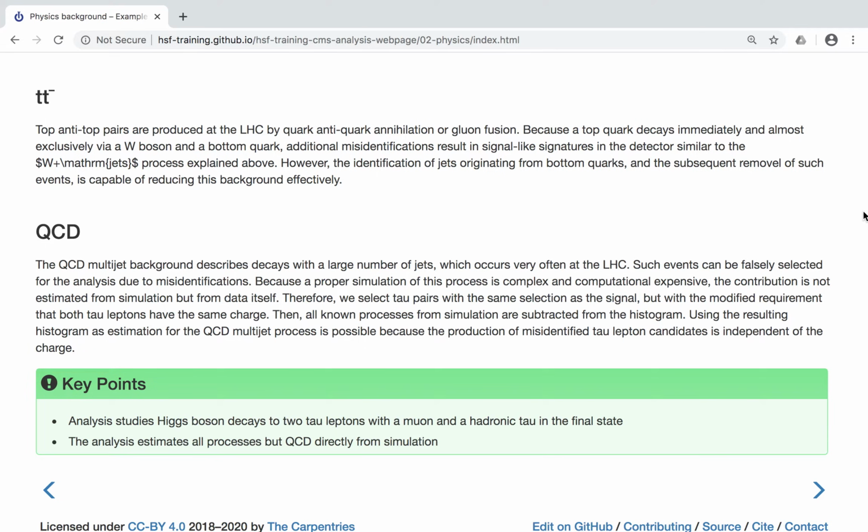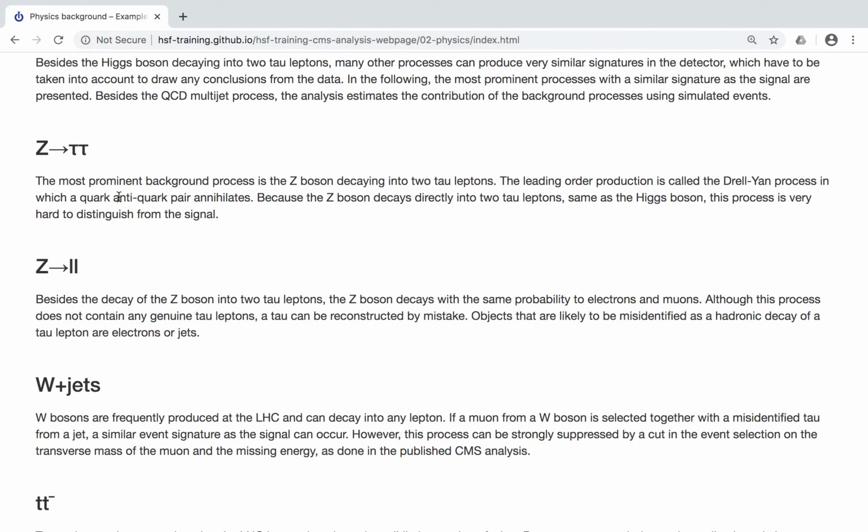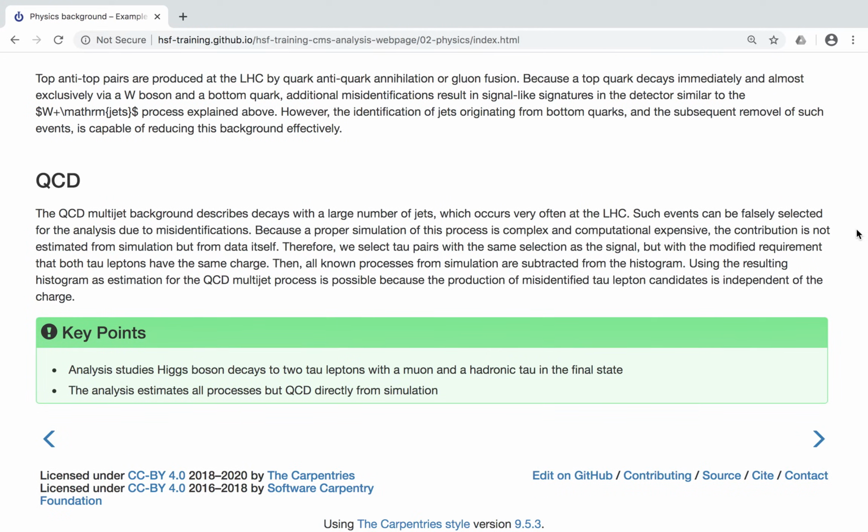So we've gone through many of the backgrounds, and so far we've only seen one of them that actually has genuine taus. So this is something to consider on any collider experiment, especially at the LHC, that there's just a lot going on in every event, and there's a decent chance that all these other physics objects in your events could be misidentified as your actual signal.